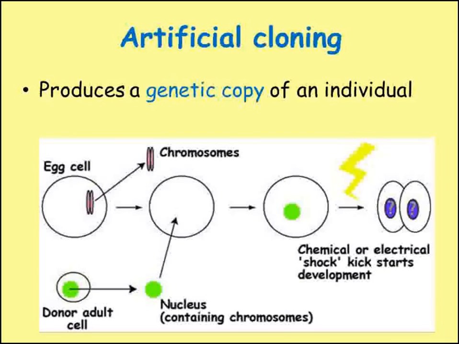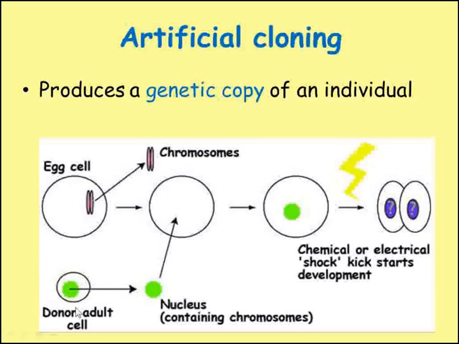Moving on to look at artificial cloning, this is where instead of moving a single gene from one species to another, an entire copy of one individual is made. The copy is genetically identical, meaning all of its DNA is the same. This diagram shows how an animal could be cloned.